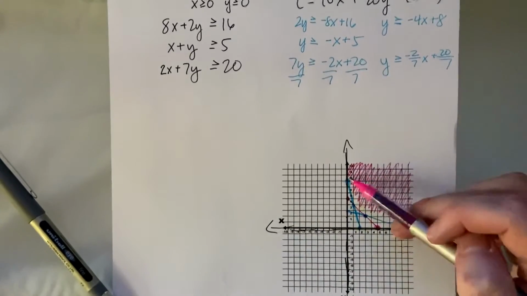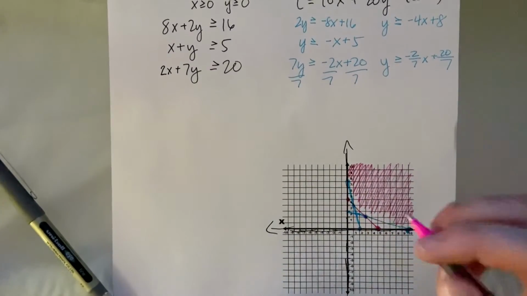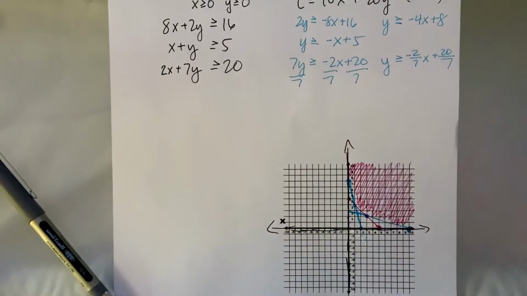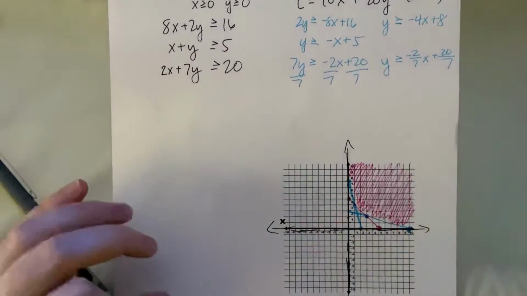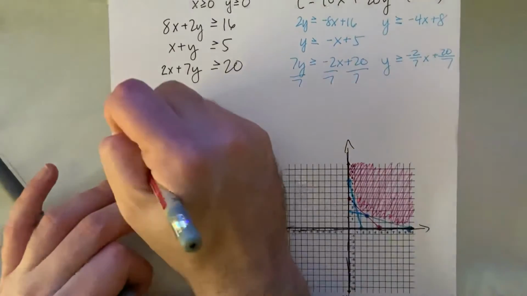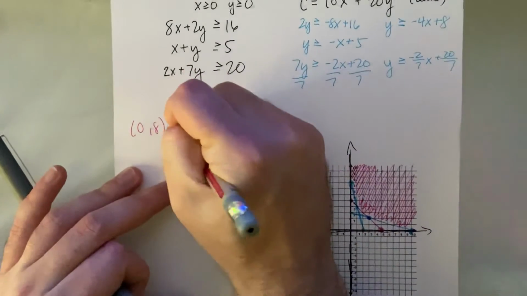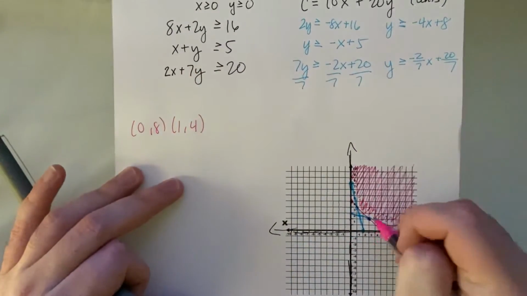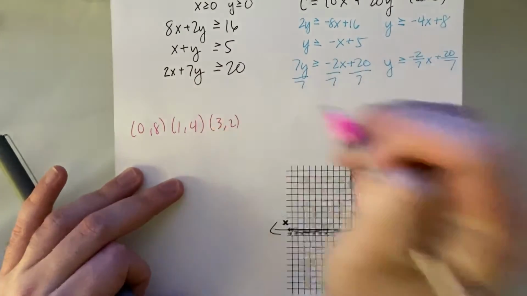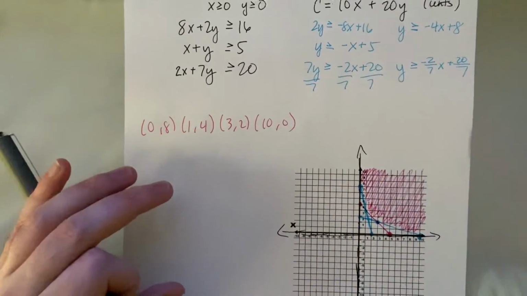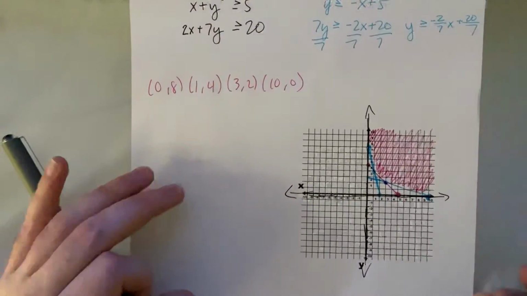So I have these 4 points that are the corners in the upper area. We don't worry about how far it goes out, up and beyond. So we've got (0, 8). Up here, we've got (1, 4). We've got (3, 2). And we've got (10, 0), if you really want to go all in on the capsules.